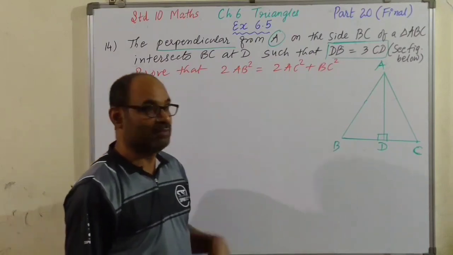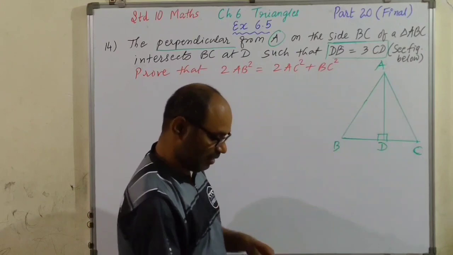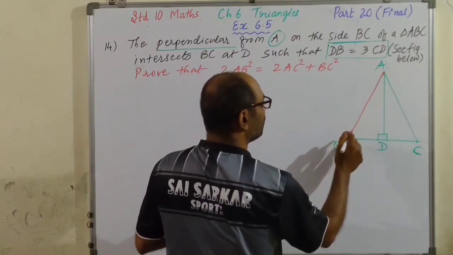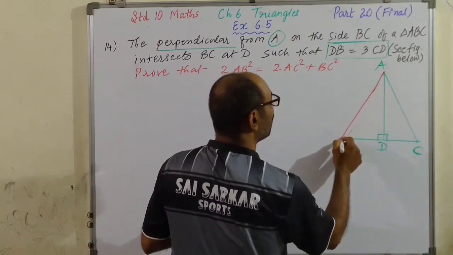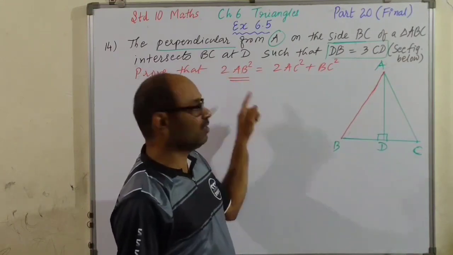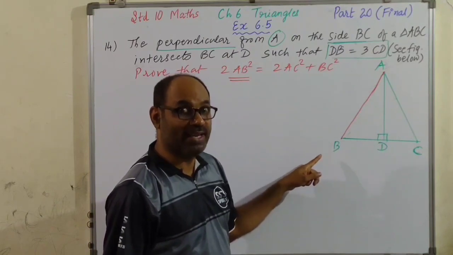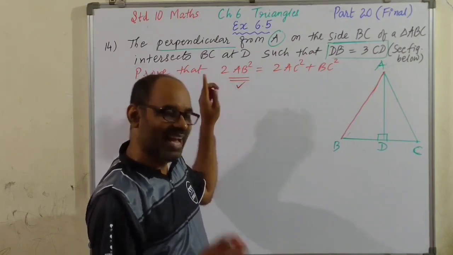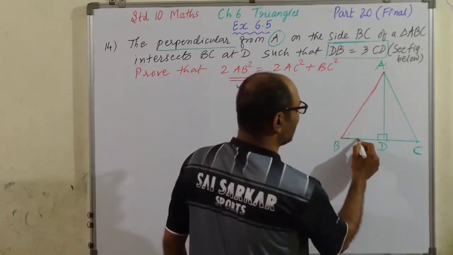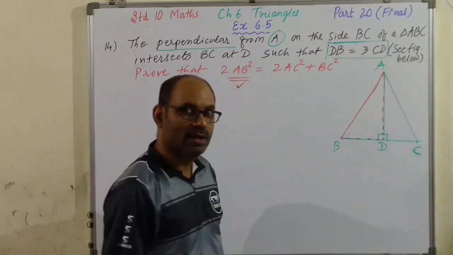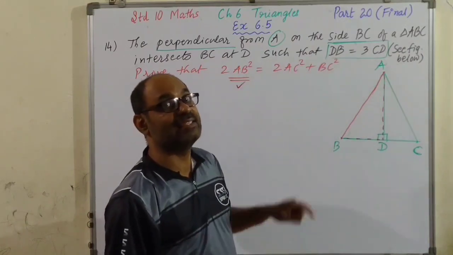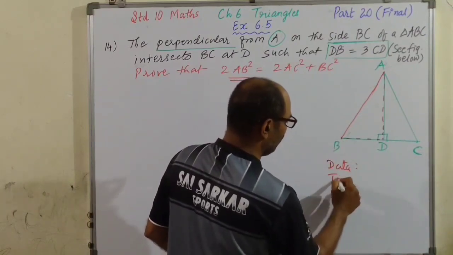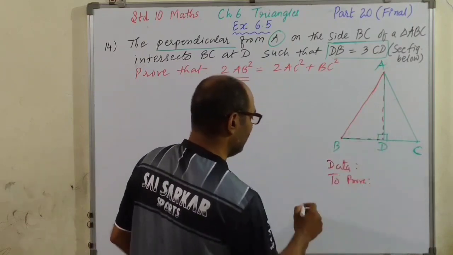What you have to prove? 2 times AB square. AB. Yes. Let me take that. AB, this one, 2 times. Okay, AB square. Yes, it is the hypotenuse of a right triangle, so you can get AB square directly. Don't worry much about the 2. That you will get. So this is the right triangle from which you will get AB square. But we want AC square and BC square on the right hand side. Alright? Okay, the data, to prove, you can write the proof.